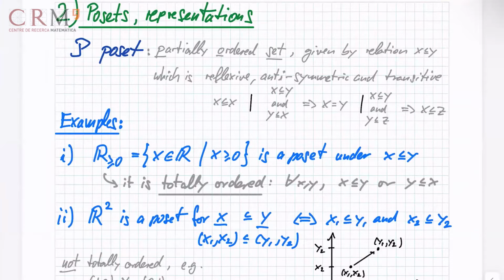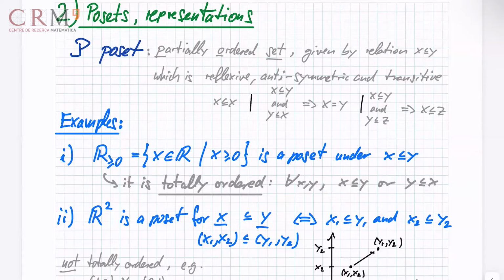A poset, we all know what is a poset. A poset is a partially ordered set. So I have a relation which is reflexive, antisymmetric, and transitive. Examples of posets are, as we just have seen, the positive real numbers. They form a poset under the usual relation: one number is smaller than another number. So this poset is a very particular poset because it's totally ordered. Any two real numbers are comparable. This need not be true in general when we consider posets.